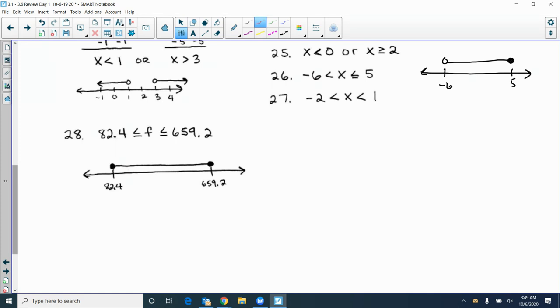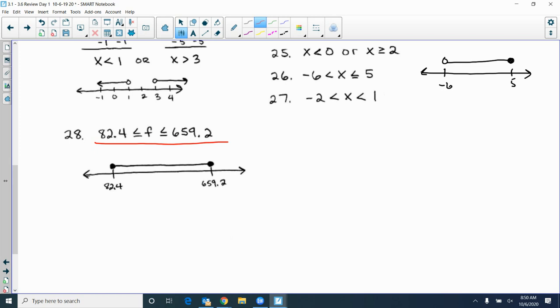When the guitar is tuned to concert pitch, the range of frequencies for those 3 octaves is between 82.4 hertz and 659.2 hertz inclusive. Basically, they're just saying that they fall in between those 2 values. It's got to be between 82.4 and 659.2. Write a compound inequality to show the frequencies are within the range. So this would be your compound inequality right here. The frequencies have to be between 82.4 and 659.2. So it's basically like doing 26 and 27.